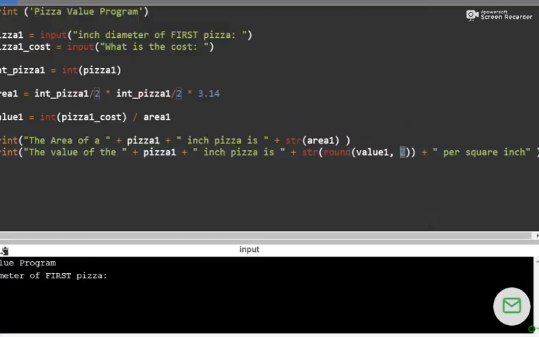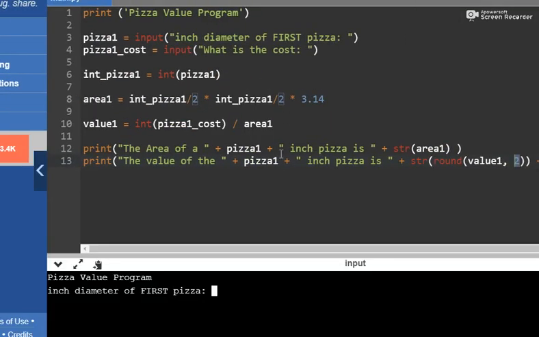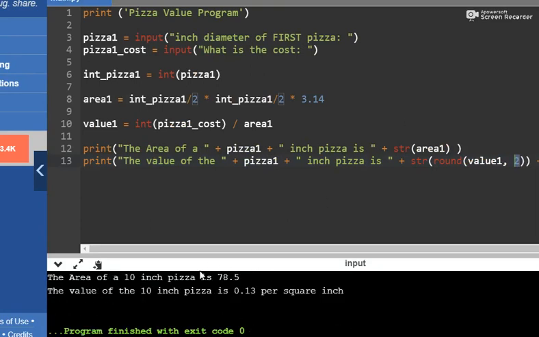Okay, the output is down the bottom here, which is not going to stay in place. Inch diameter, the first pizza, well, it's a 10-inch pizza. What is the cost? The cost of it is £10. The area of a 10-inch pizza is 78.5 square inches. The value of a 10-inch pizza is 13p per square inch. So if you just purchased 1 square inch of a 10-inch pizza, then that costs you 13 pence. Now we need to compare this to the 12-inch pizza.